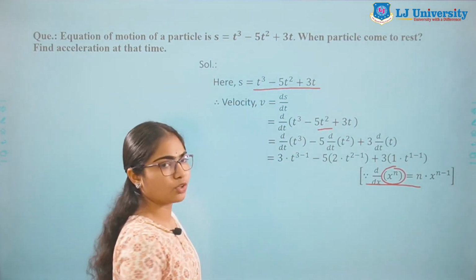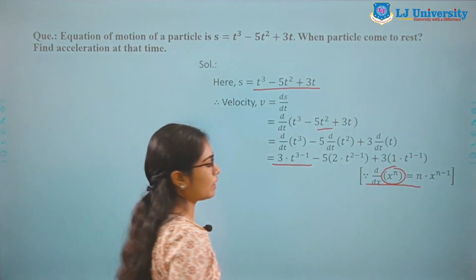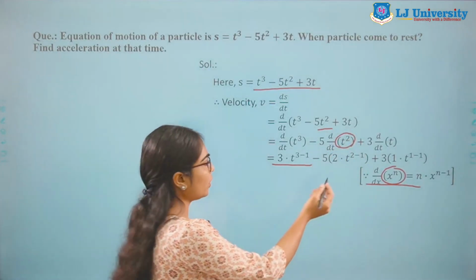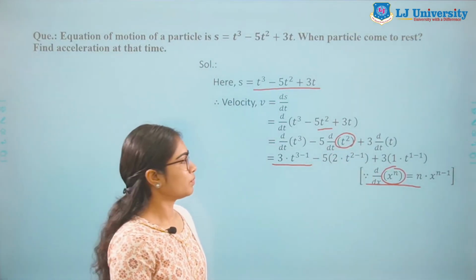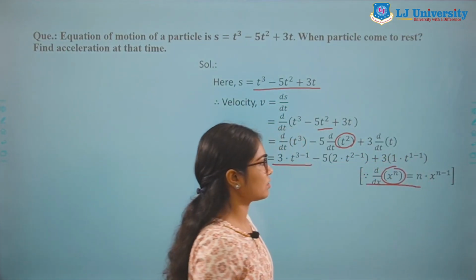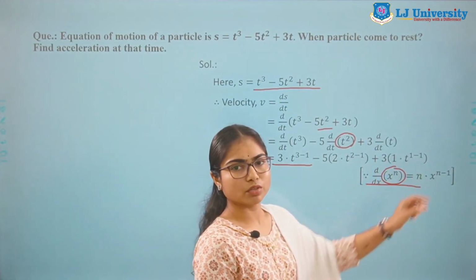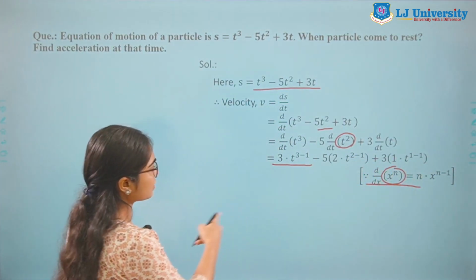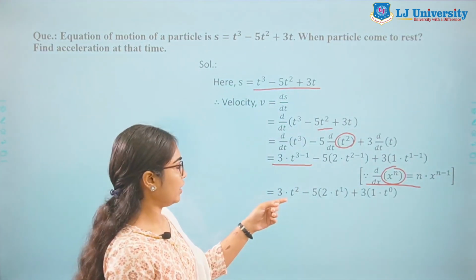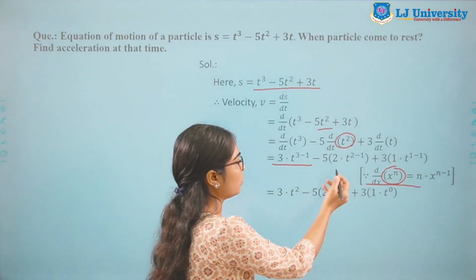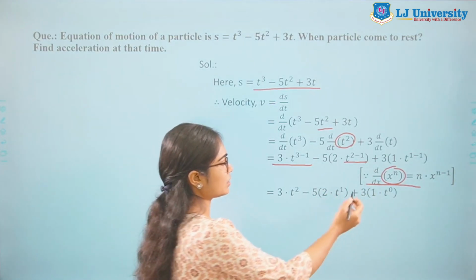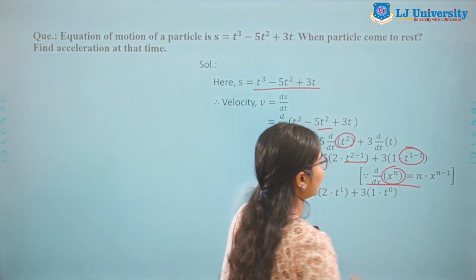So the derivative of t³ is 3 into t to the power 3 − 1, minus 5 into the derivative of t², which is 2 into t to the power 2 − 1, and the derivative of t is 1 into t to the power 1 − 1. So here it is 3 into 1 into t to the power 1 − 1. Next, t to the power 3 − 1 is 2. So here it is 3t² minus 5 into 2 into t to the power 2 − 1 is t to the power 1, plus 3 into 1 into t to the power 1 − 1 is t to the power 0.